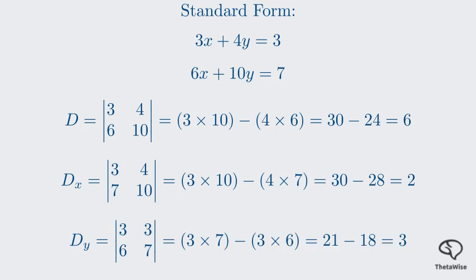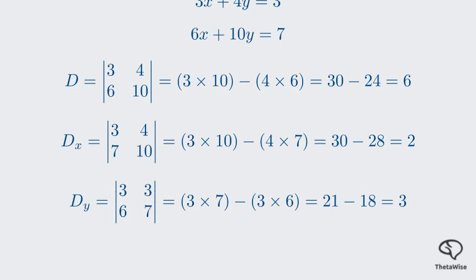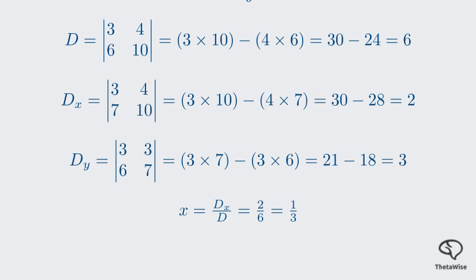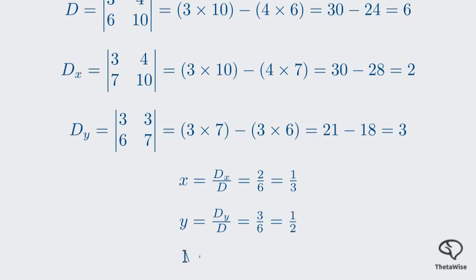Now we can solve for x and y. X equals D sub x over D, which is 2 over 6, or 1/3. Y equals D sub y over D, which is 3 over 6, or 1/2. The memo confirms this is correct.